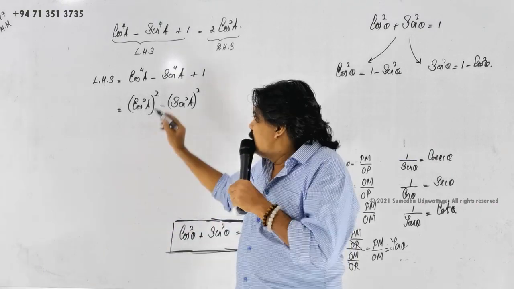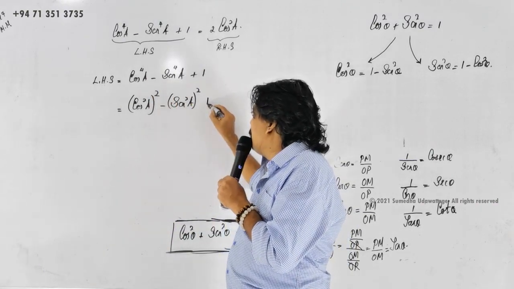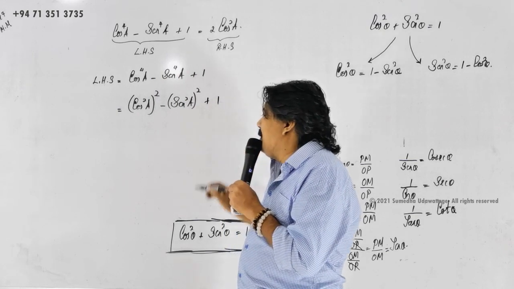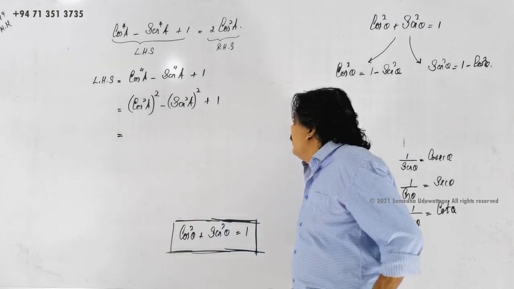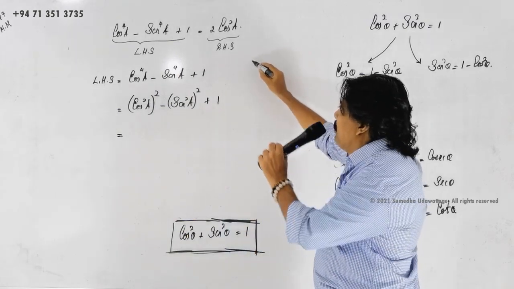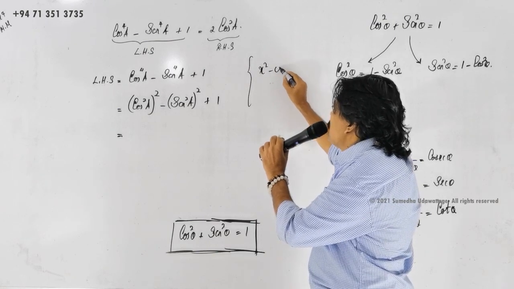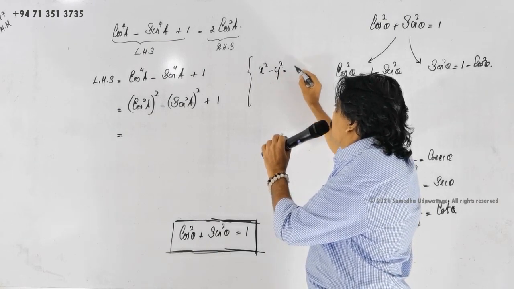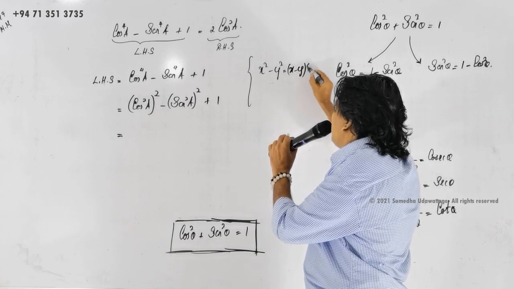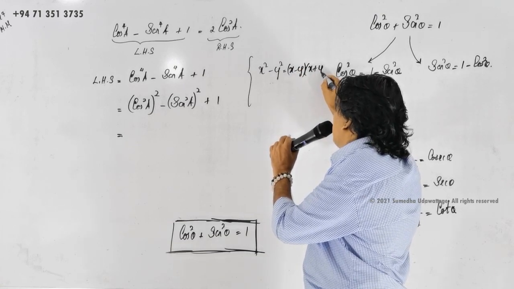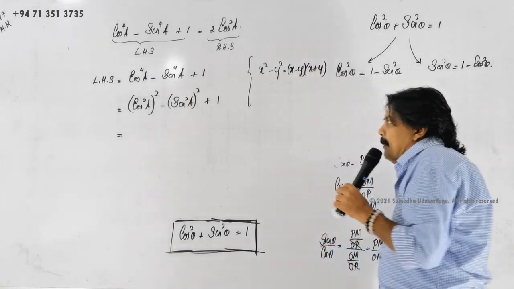Now look here, 2 into 2 is 4. This plus 1, we bring it here. And now you can remember O-level mathematics. The difference of two squares, x square minus y square, is what? It is x minus y, x plus y, or x plus y, x minus y.